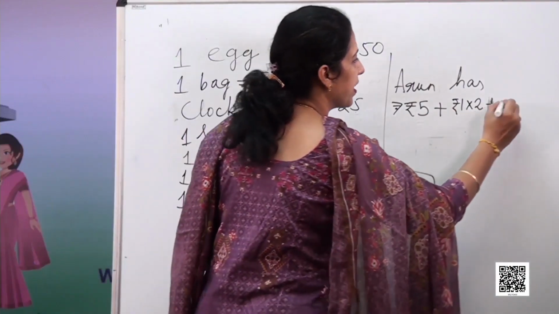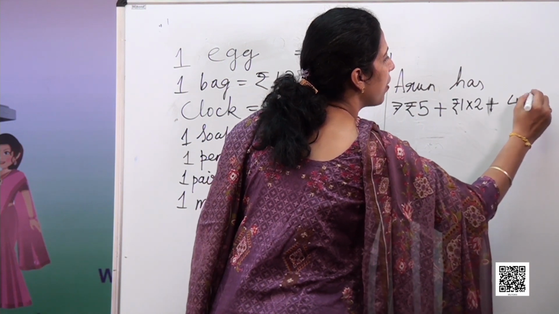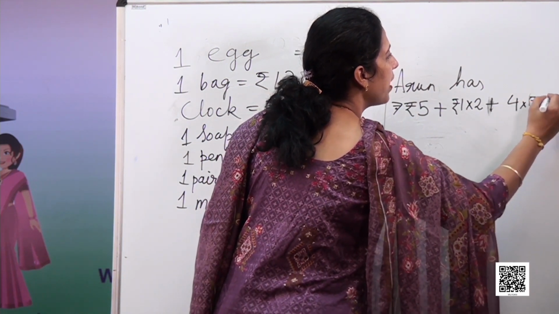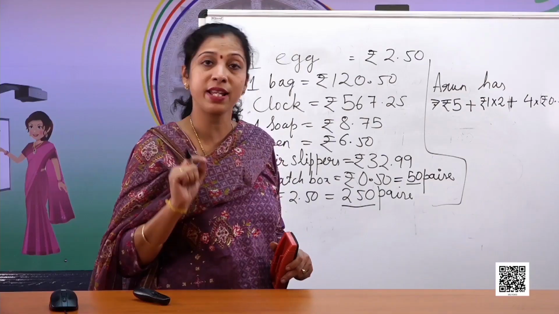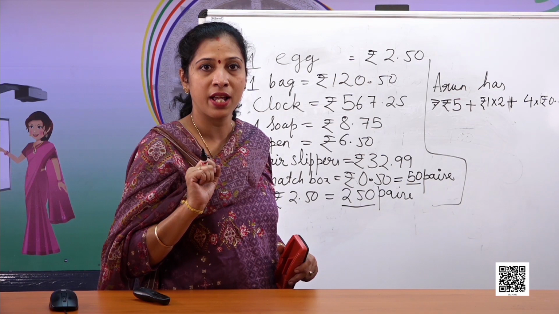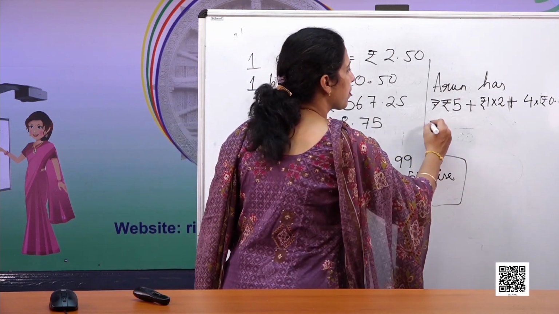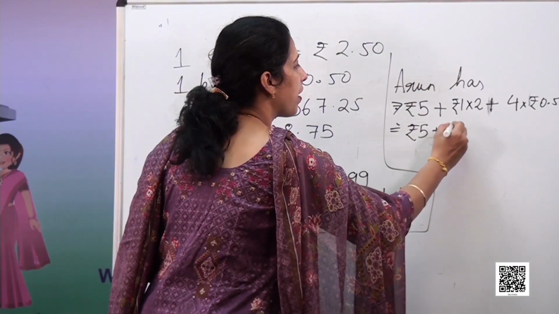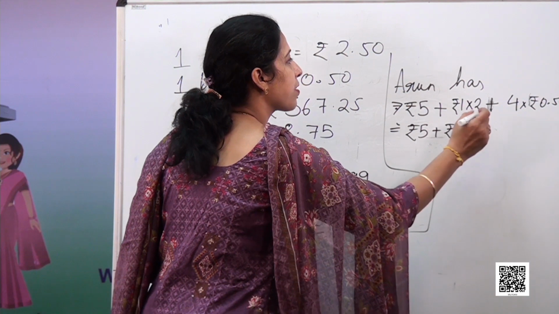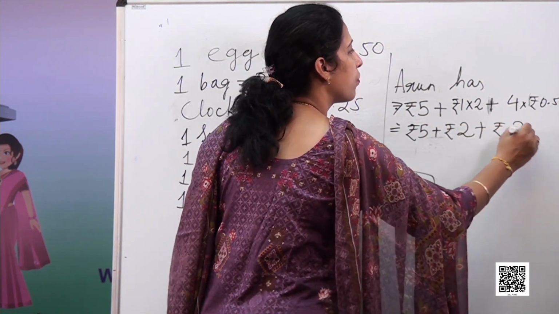But let's go for this only. 4 half a rupee coins, that is 4 into rupees 0.50, because half a rupee is 0.50 rupees. And he has got how much money? Let's calculate now. It is equal to rupees 5, 2 1 rupees coins, so 2 rupees, plus 4 half a rupee coins is also equal to 2 rupees.